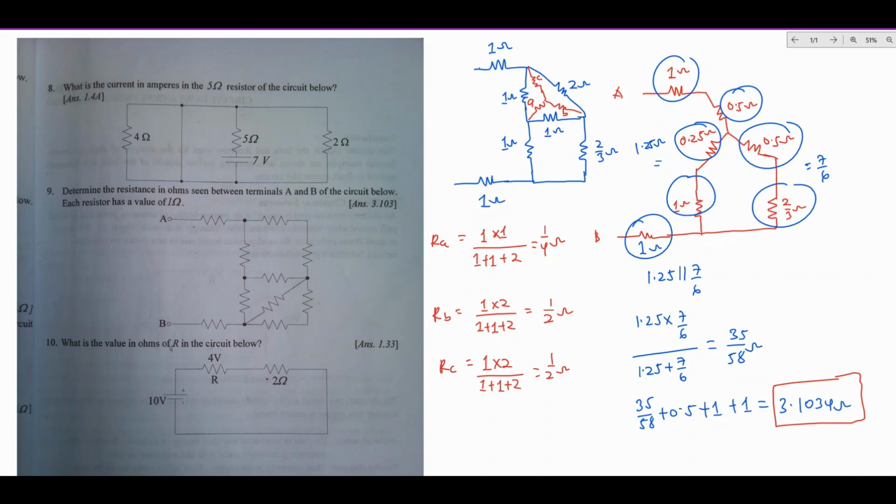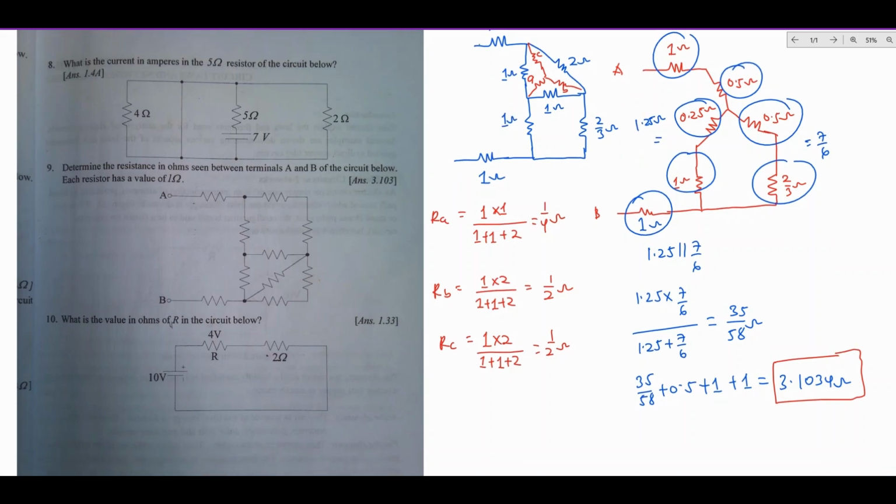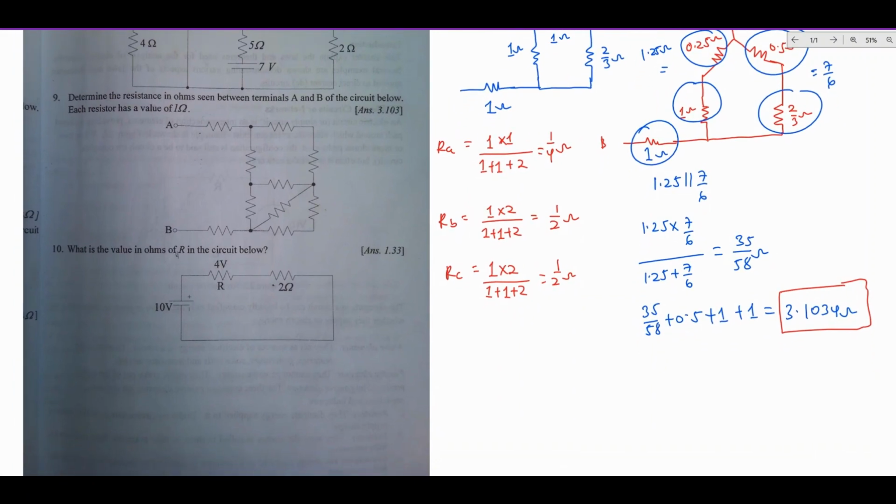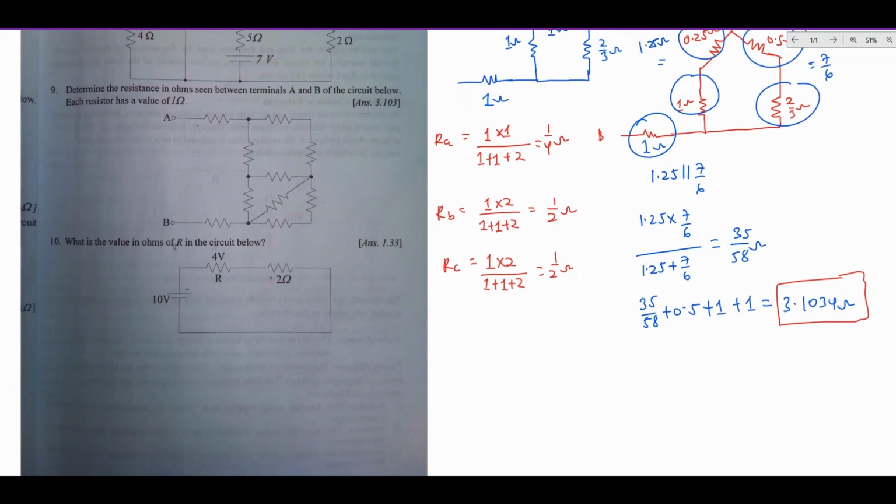So now let's move on to question 10. I think that's the last question. So now let's look at that. The question says, what is the value in ohms of R in the circuit below? So you have to find the value in ohms of R of this circuit. So let's look at how you are going to do that. So let's go ahead and solve this question also. Let me free up some space.